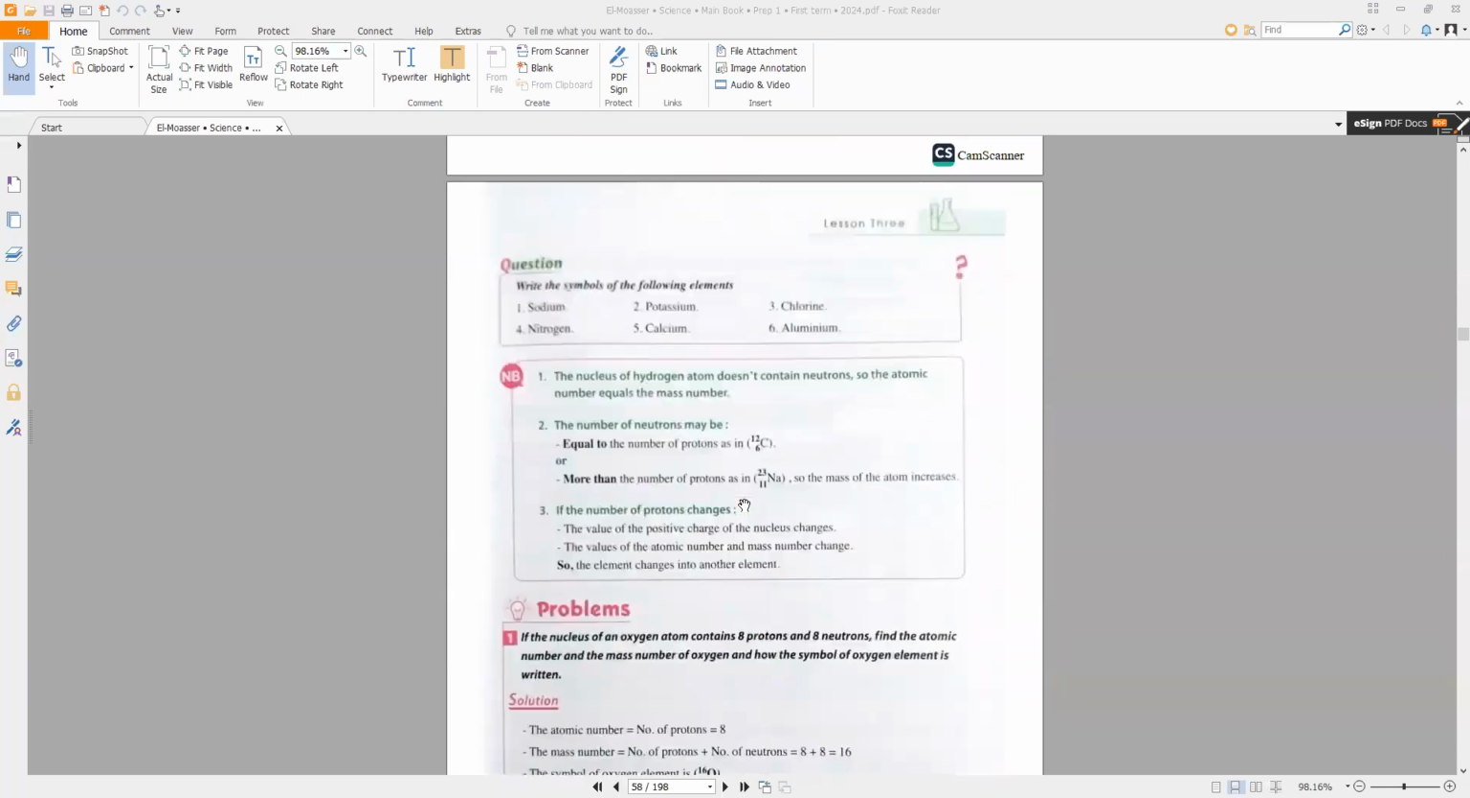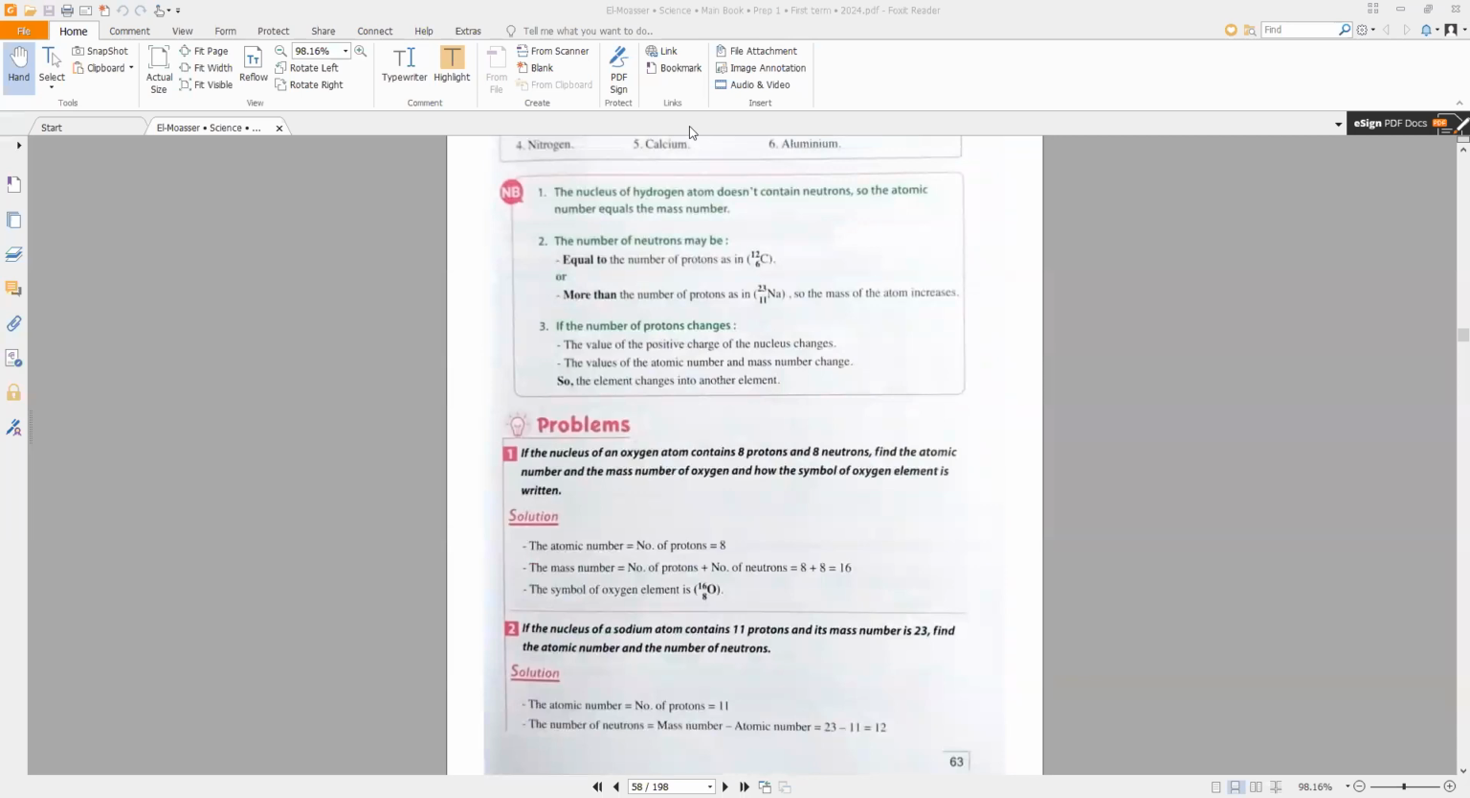Let's answer some questions on this point. If the nucleus of an oxygen atom contains 8 protons and 8 neutrons, find the atomic number and the mass number of oxygen. We want the atomic number and the mass number of oxygen, and show how the symbol of the oxygen element is written. Number 1, if the nucleus of oxygen contains 8 protons and 8 neutrons, calculate the atomic number.